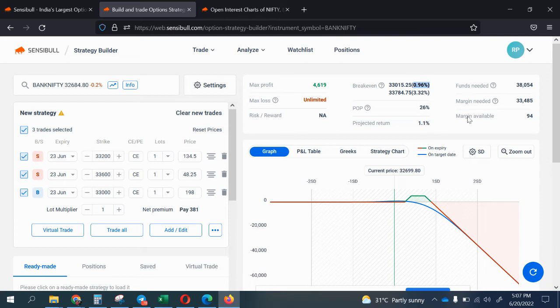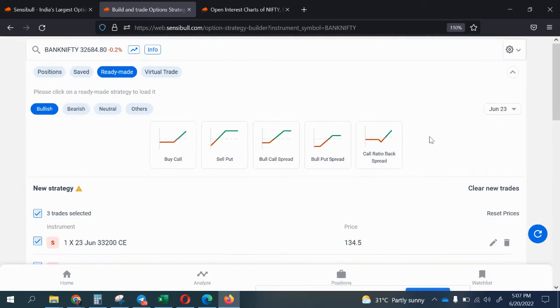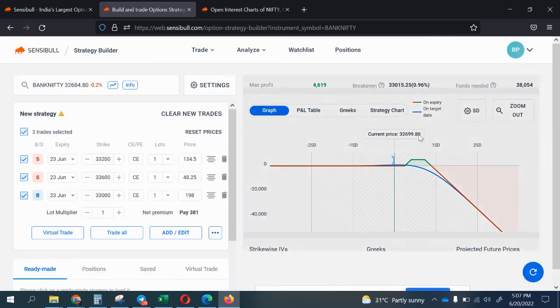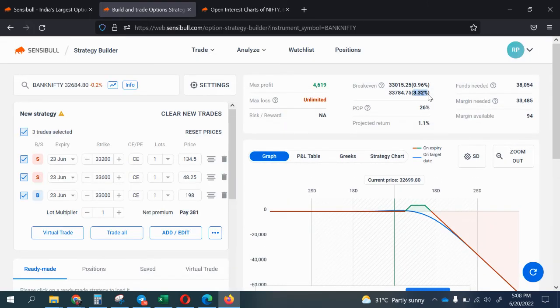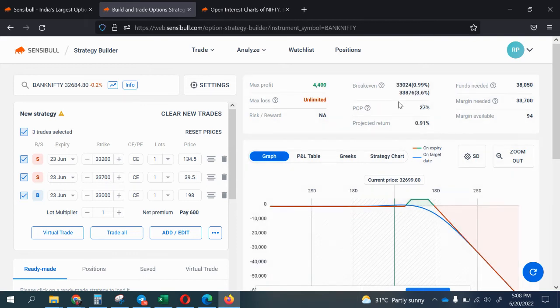So we are not again discussing the ratio spread logic; I'm just telling you how to select this strike price. Let's say you want to increase this range, friends. If you want to increase the range beyond 3.32, you simply have to move your selling position from 33,600 to 33,700. See, I made 33,700 and your range has increased to 3.6%. Even if I say 33,800, your range has increased to 3.87.